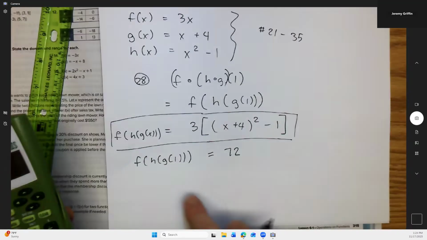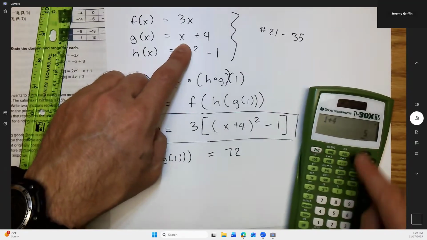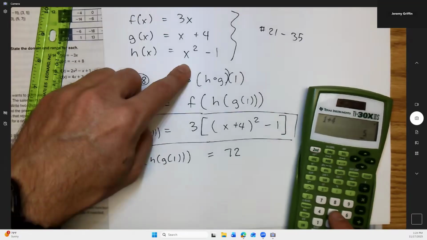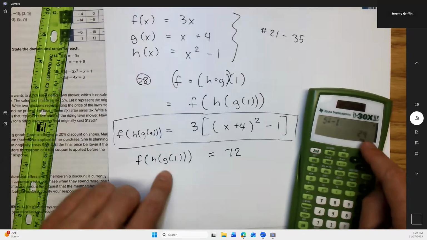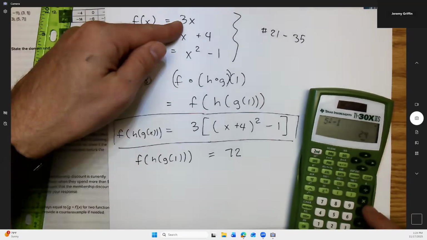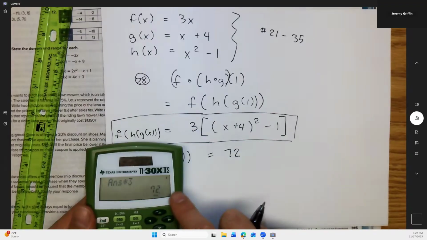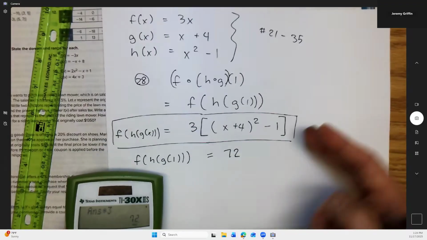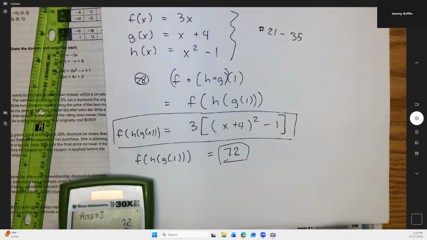Or what if I do g of 1? So 1 plus 4, which is 5. h of that value is 5 squared minus 1, which is 24. And finally, f of something is times 3. So times 3, hey, it's still 72. So whether you have a master composite equation or you go one step at a time, either way, I'm getting 72. That's it.